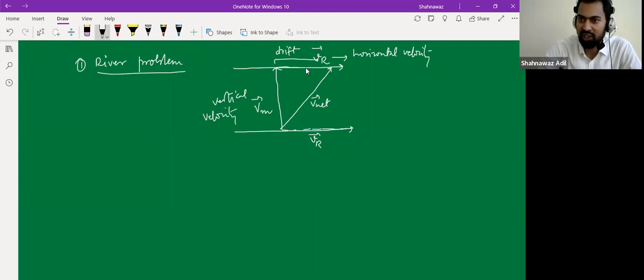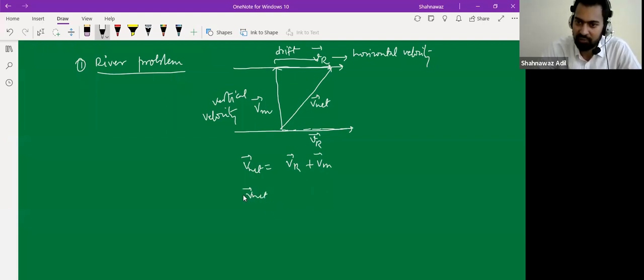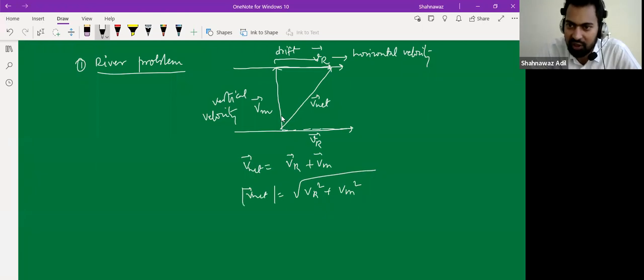So the man got drifted this much, right? So this is how you solve the river problem. Understood? So V net will be what? V net will be VR plus VM. And the magnitude will be what? Square root of VR square plus VM square. And what will be the angle with this horizontal?